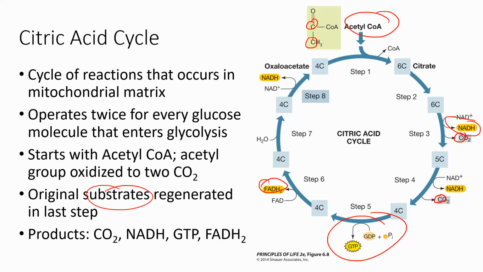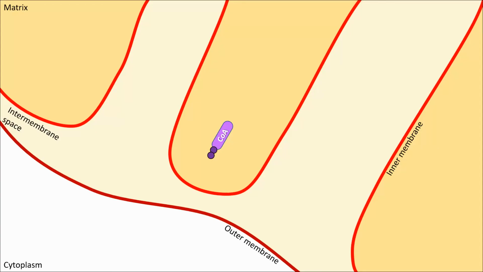This is going to happen in the mitochondrial matrix, and this cycle takes place twice for every glucose molecule that you're breaking down, because if you'll remember, each glucose molecule makes 2 pyruvates. Each of those pyruvates is going to make an acetyl group, which is going to make an acetyl-CoA. So let's take a look at this process happening in our mitochondria.